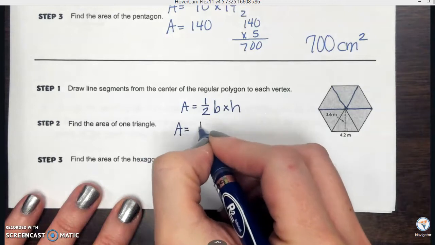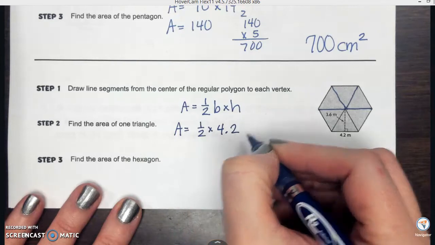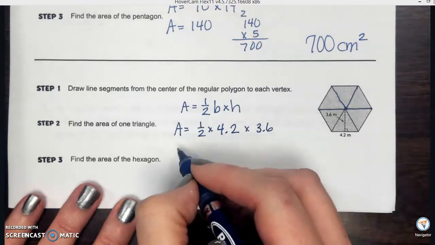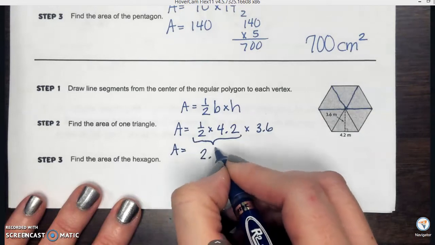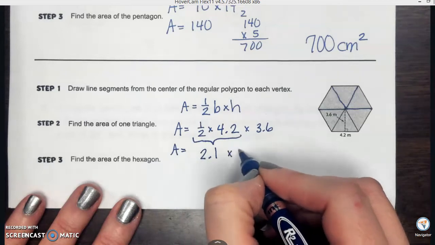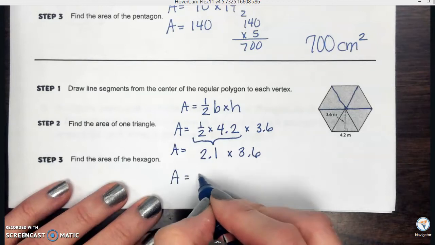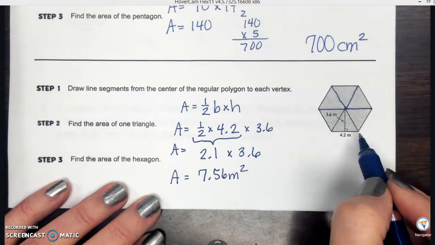So I'm saying area equals half of the base, which is 4.2, and the height is 3.6. So I'm going to say half of 4.2, which is 2.1. I just take 4.2 and divide by 2, and that gives me half. And then I multiply it times 3.6. I'm going to go ahead and use my calculator here. 2.1 times 3.6 gives me 7.56 meters squared.